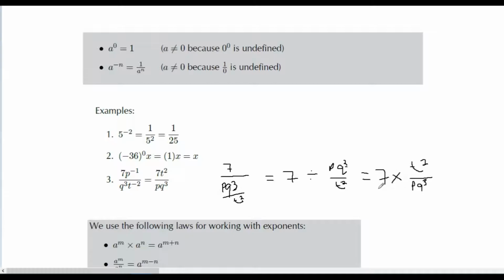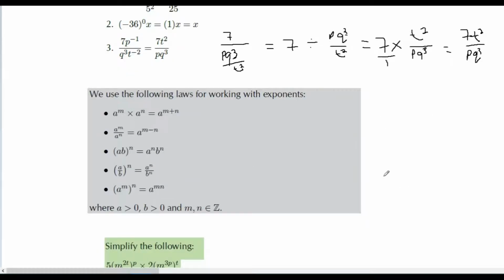And then over here, this is still just over 1, and then we just multiply using the rules of fractions, and this becomes 7t squared over p q to the 3. So you see, that's how they got from that step to that step. Another way of remembering it: when your exponent is negative, you move it to your denominator, but if it's already in your denominator, you can just move it straight to your exponent, right? Moving on. I hope you all understand.